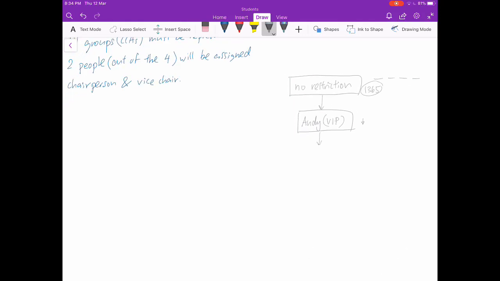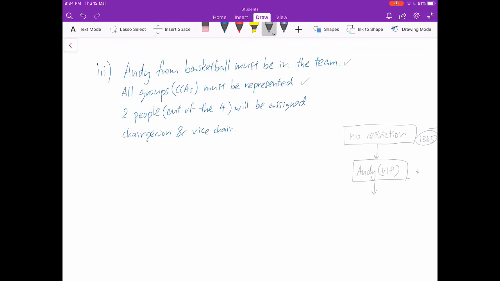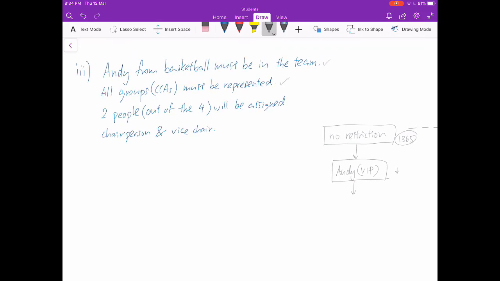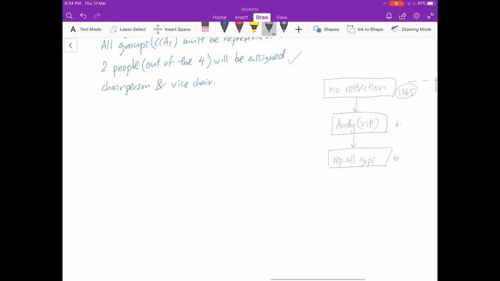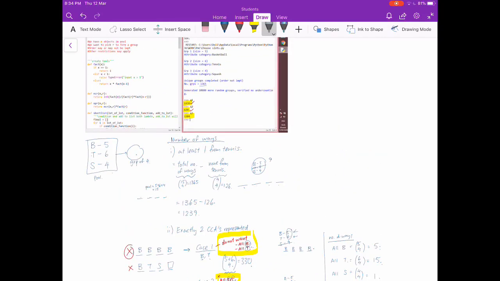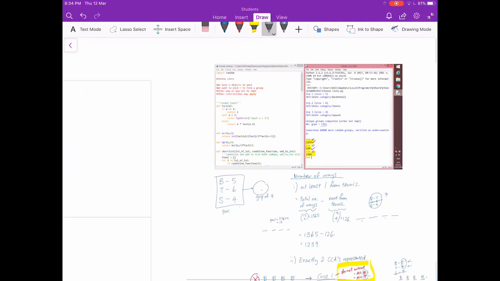Then after this, what we're going to tackle, as you might have guessed, is the next line, all groups must be represented. Then you see from here the number will drop even more. Finally, look at the last line here. Assign 2 roles. Then the number will drop finally, and hopefully we will get our answer, which is what? 2304.